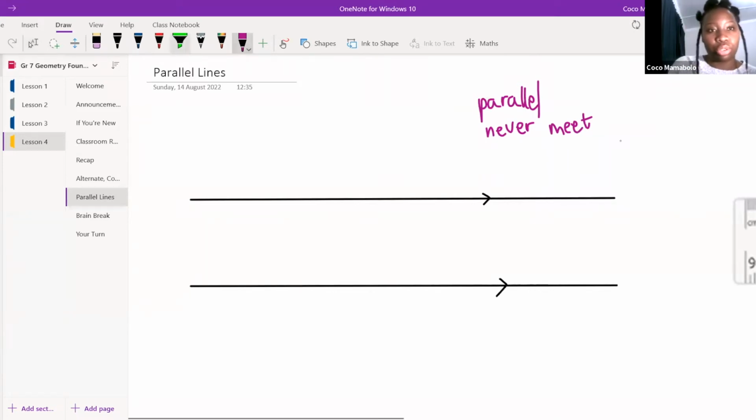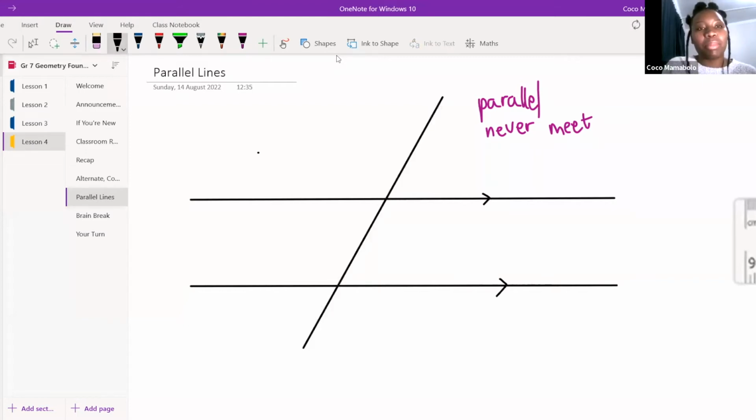Now, here's what I want you to do. Take your ruler and draw a line across these two lines like that. It doesn't matter what angle it's at. Just make sure it's not 100% straight. Put it at a bit of an angle and draw a line through, just like that. Now that this line of mine crosses this point and this point, what do we call a line that crosses two other lines? Who remembers? Because we did learn about this.